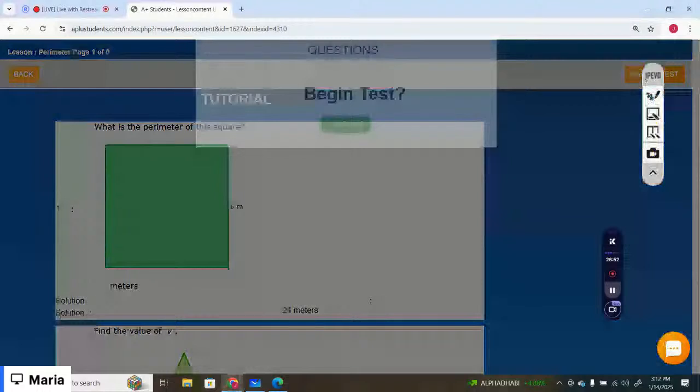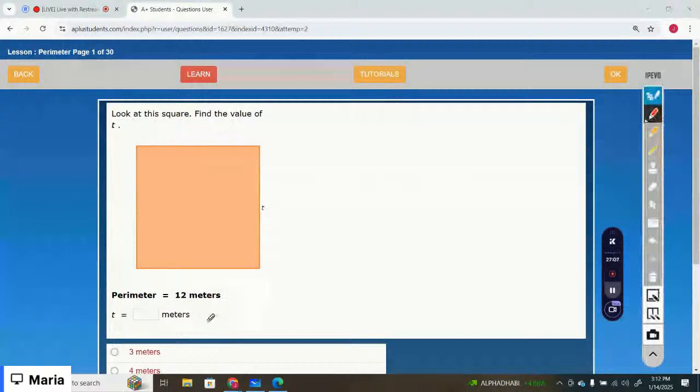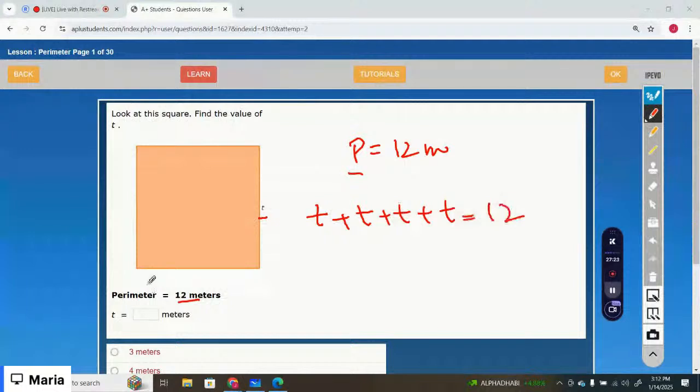Let's just start with the test questions. Look at the square, find the value of t. You are given the perimeter, right? The perimeter of the shape is 12 meters. You need to calculate the side length. So perimeter is the sum of all the sides, because that is a square, so they all have the same side length.